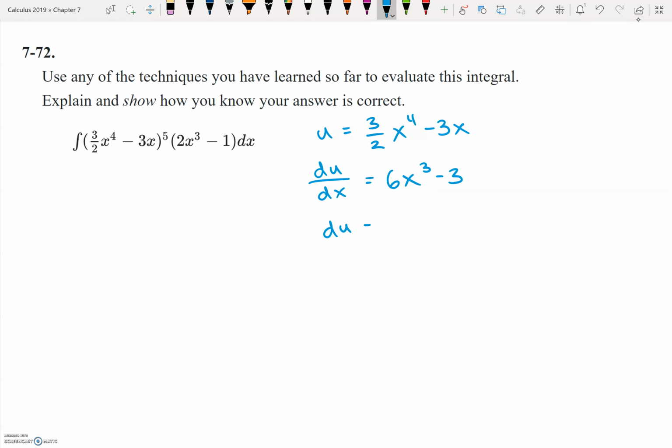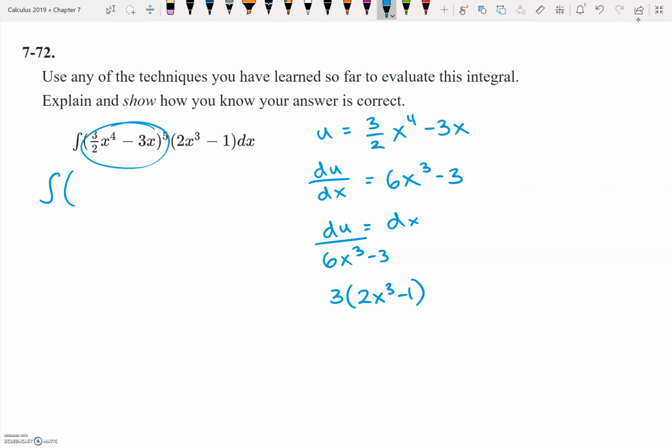So du equals dx times 6x cubed minus 3. And right now, I'm going to go ahead and factor out a 3 out of both of these. So this is actually saying 3 times 2x cubed minus 1. The reason why I have that is because these are going to cancel out once I substitute it back in. So let's go ahead and write down.